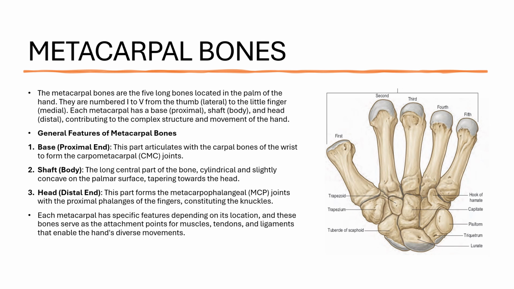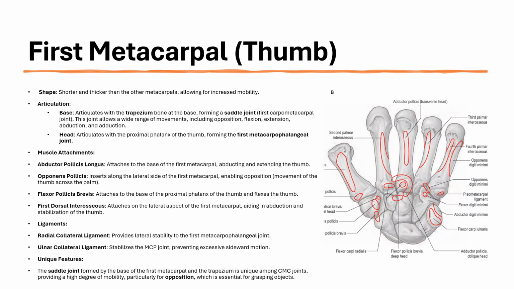This part forms the metacarpophalangeal joint with the proximal phalanges of the fingers, constituting the knuckles. Each metacarpal has specific features depending on its location, and these bones serve as attachment points for muscles, tendons and ligaments that enable the hand's diverse movement.